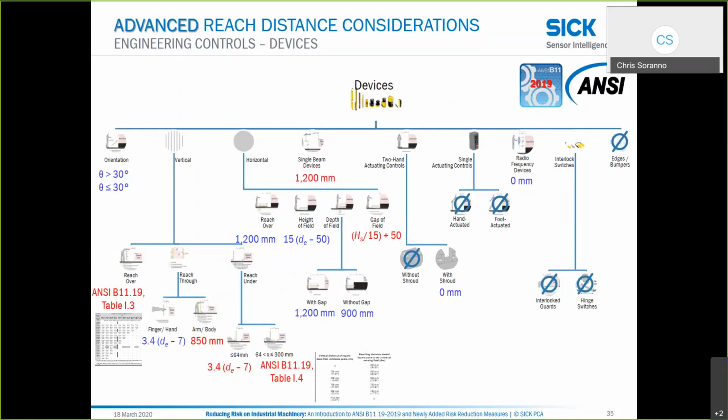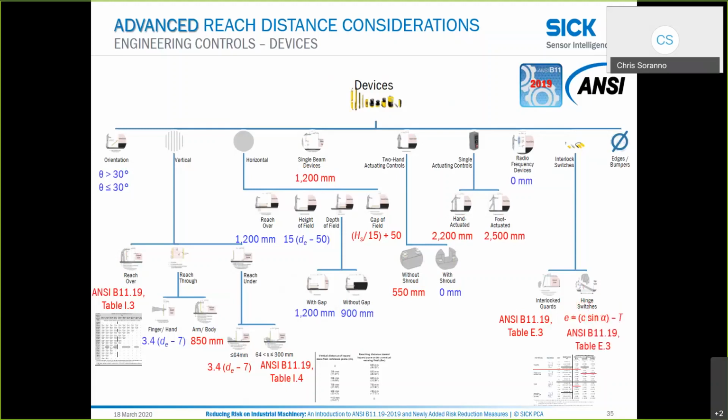Single beam devices were added, two-hand control actuating devices with shrouds, without shrouds. There's now guidance for that, as well as the single actuating controls, both foot and hand actuated, the interlock guards, including interlock guards with rotary cam or hinge switches, and bumpers and edges. So as you can see on the screen, all the red stuff is new or changed from the previous edition. So it's a lot of rich content here addressing safety distances.